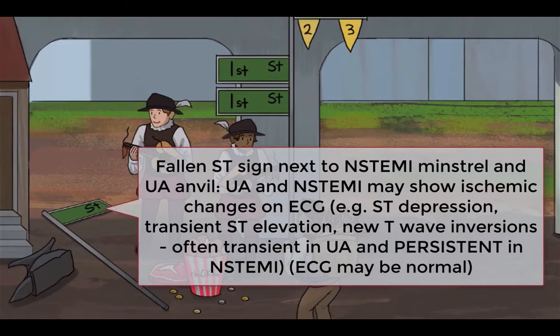Unstable angina and NSTEMI, remember, look pretty similar on ECG. In fact, they are frequently indistinguishable until cardiac biomarkers are assessed. We'll get to tropes in a moment. For now, assess the ECG for changes indicative of ischemia, including ST segment depression or transient ST elevation and new T wave inversions. ST segment and T wave changes are often persistent in NSTEMI, while changes are usually transient in the setting of unstable angina.